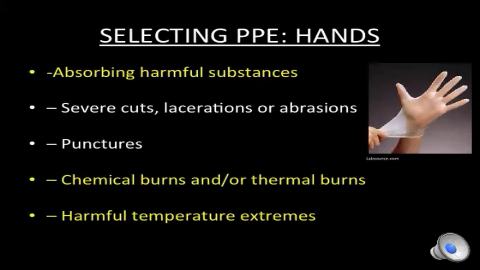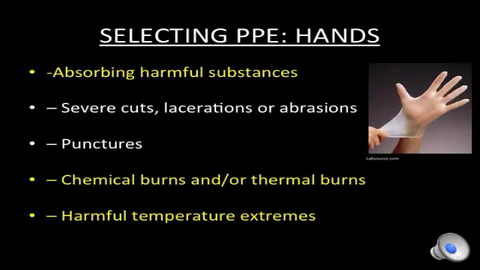Washington Administrative Code also requires LCC to make sure employees exposed to hazards that could injure their hands use appropriate hand protection. Examples of these hazards include absorbing harmful substances, severe cuts, lacerations, or abrasions, punctures, chemical burns and/or thermal burns, and harmful temperature extremes. If you or your employees are exposed to any of these hazards, hand protection must be worn.